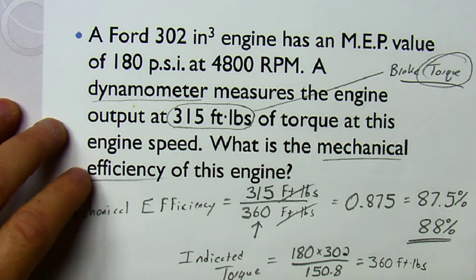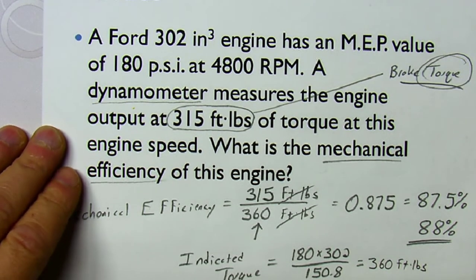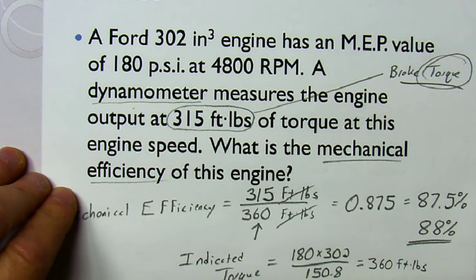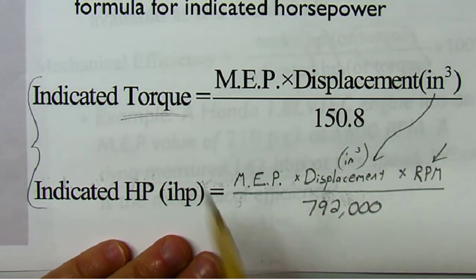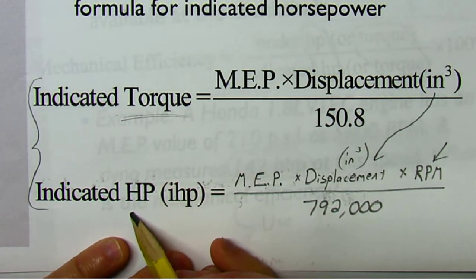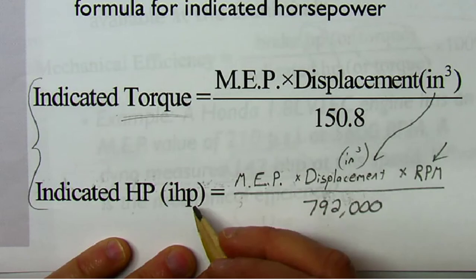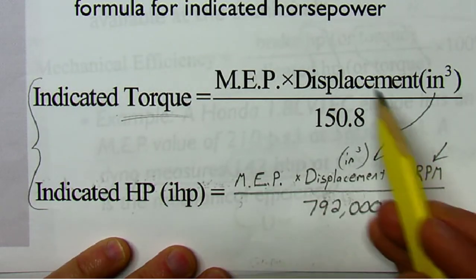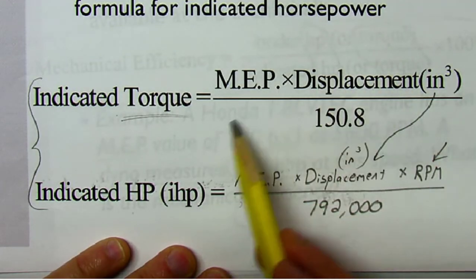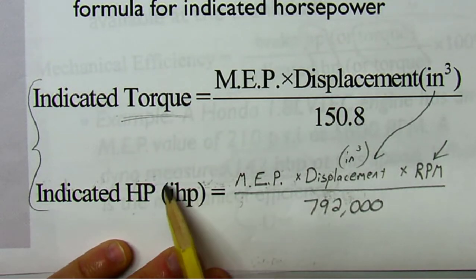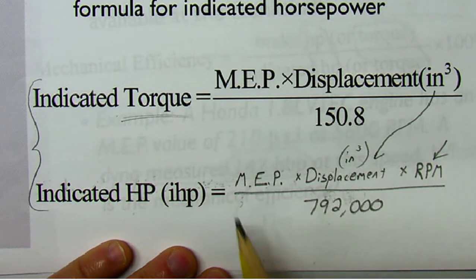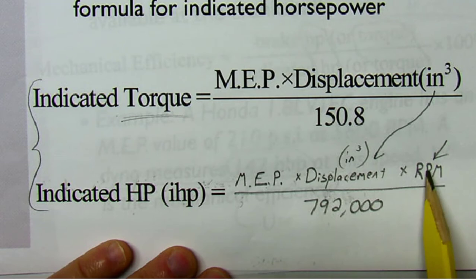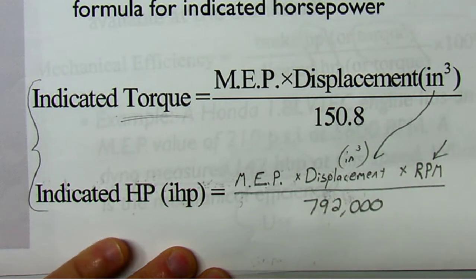Okay, so to summarize everything that we've done, there's really two main facts that you need to have a good handle on. The first one is this, that the indicated torque or the indicated horsepower, that is to say our theoretical amount that the engine makes, can be found using these two formulas. These need to be on your sheet. Indicated torque, MEP times displacement divided by 150.8. And the IHP, indicated horsepower, is MEP times displacement times RPM divided by 792,000.